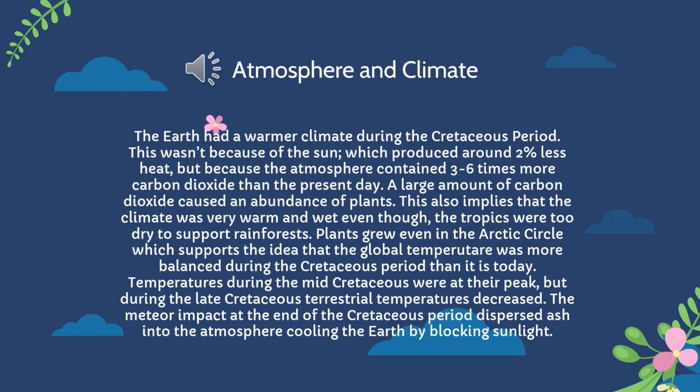Temperatures during the mid-Cretaceous were at their peak, but during the late Cretaceous, terrestrial temperatures decreased. The meteor impact at the end of the Cretaceous period dispersed ash into the atmosphere, cooling the Earth by blocking sunlight.